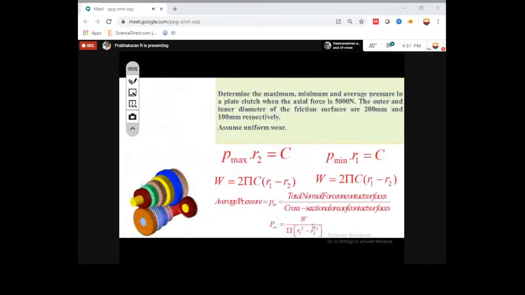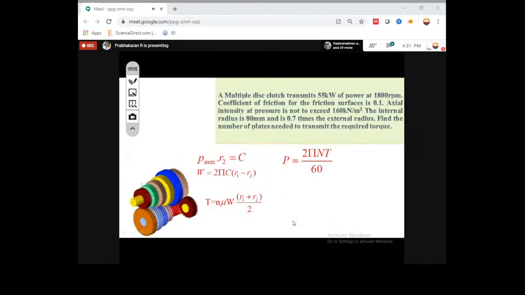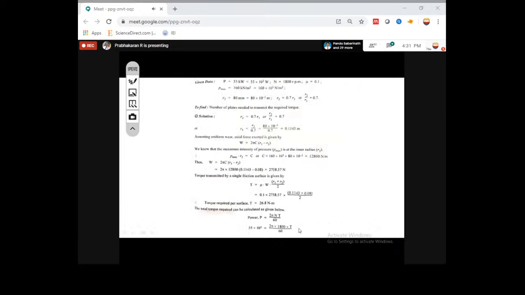Okay, so now I'm going to discuss this fourth problem. Here the number of friction surfaces is required, and the number of plates. So we know the radius values, and in the radius you can substitute the axial force. From that you can find out the total value of W. So we know the formula: N into mu into W into (R1 plus R2) by 2.